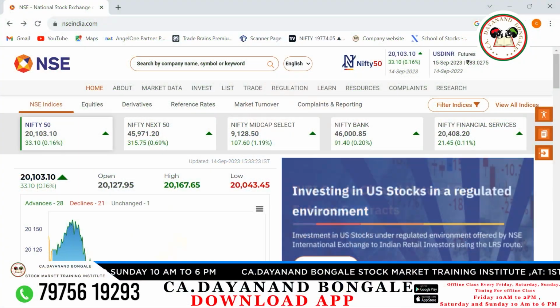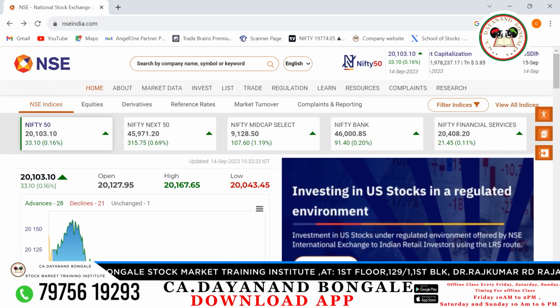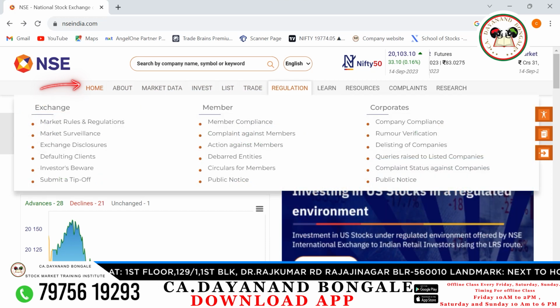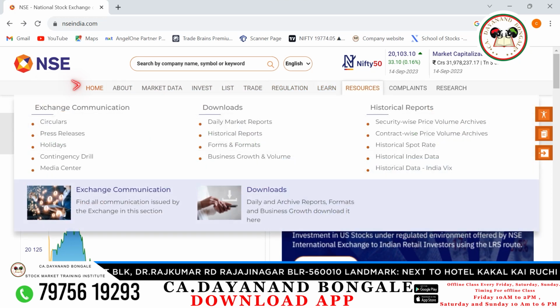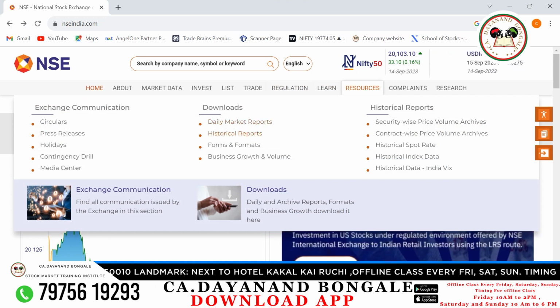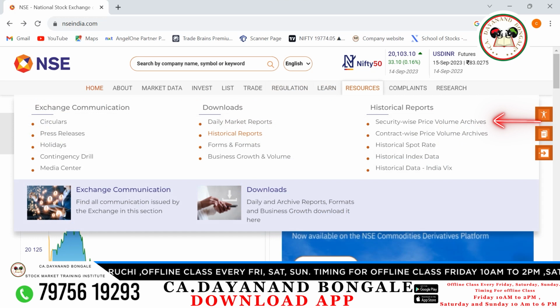So again, I am going to www.nseindia.com. Here again we can see home, about, market data, invest, list, trade, regulations, learn. Here we find resources. Just click on resources. We will find security-wise price volume archives. Just click on this, my dear friends.